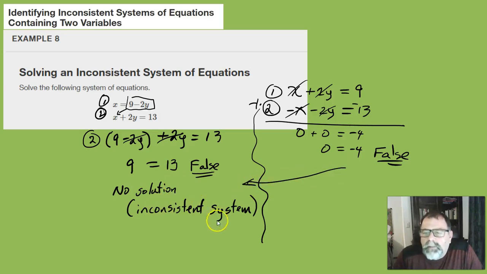So basically no solution. All right, so that's how you tell when you're doing it algebraically. If all the variables fall out and you end up with a statement that's always false, then you have an inconsistent system and it'll have no solution.